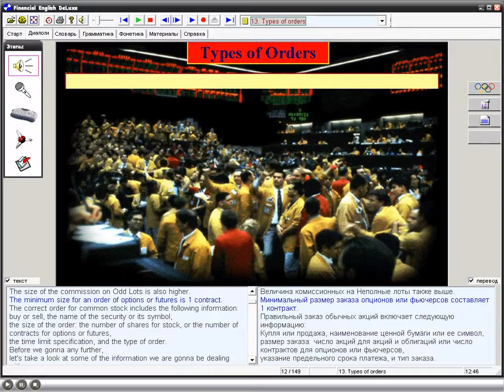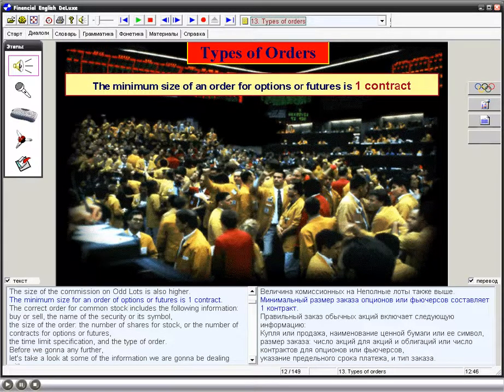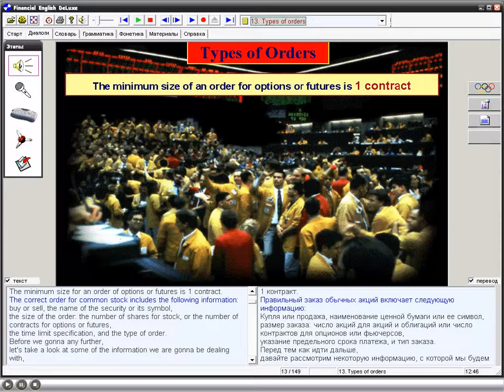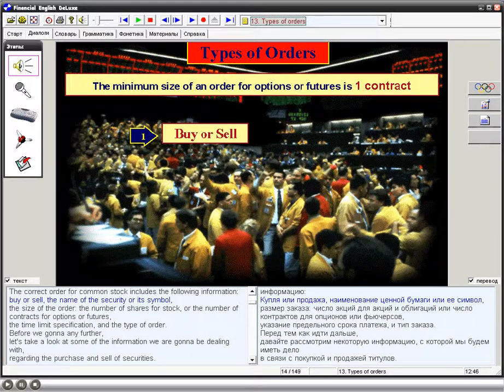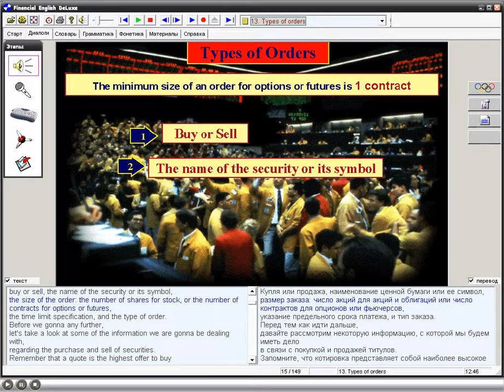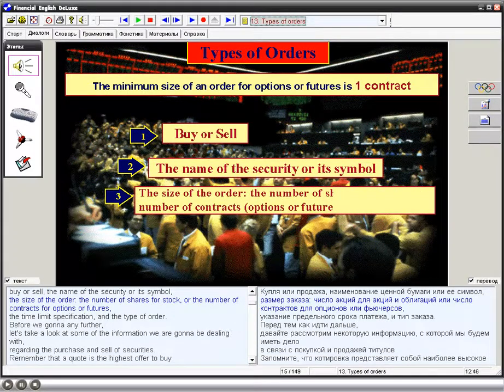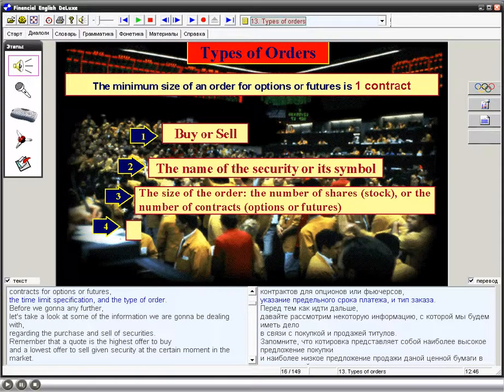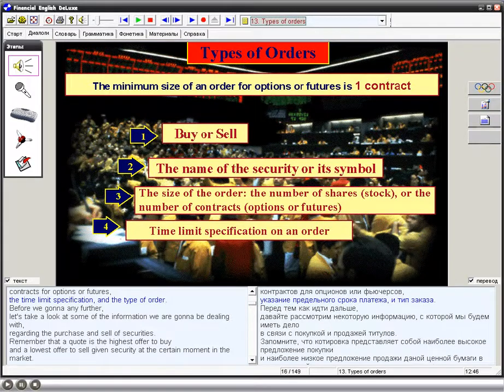The minimum size for an order of options or futures is 1 contract. A correct order for common stock includes the following information: buy or sell, the name of the security or its symbol, the size of the order, the number of shares for stock or the number of contracts for options or futures, the time limit specification, and the type of order.